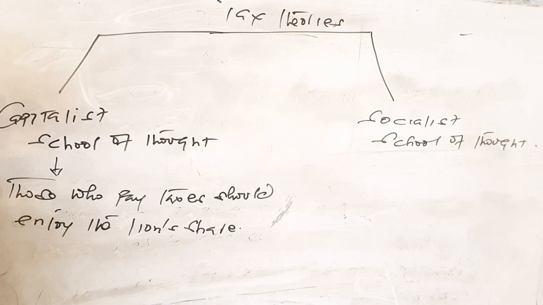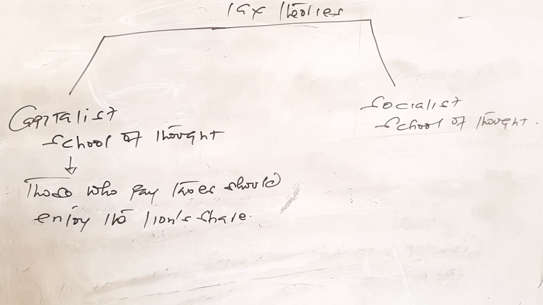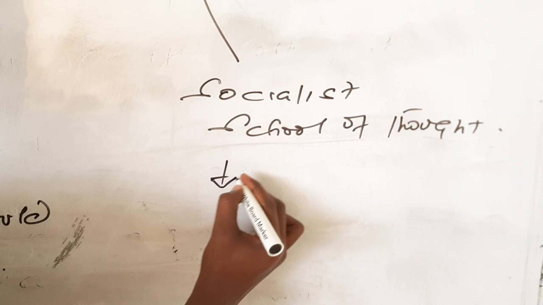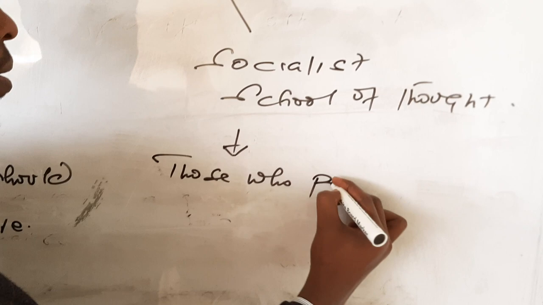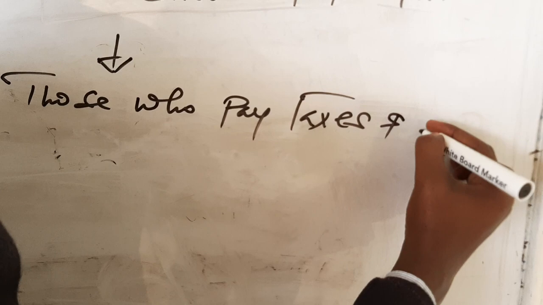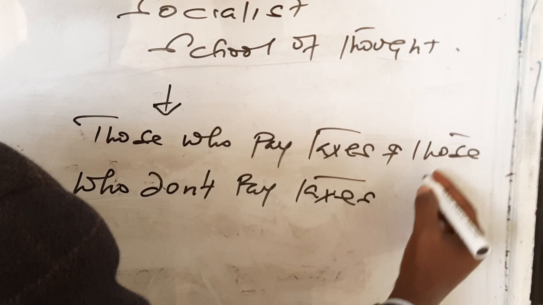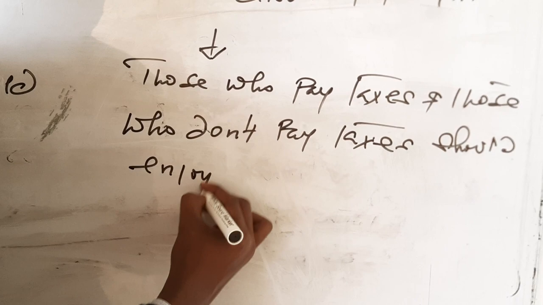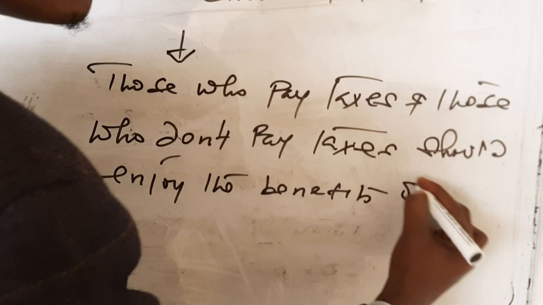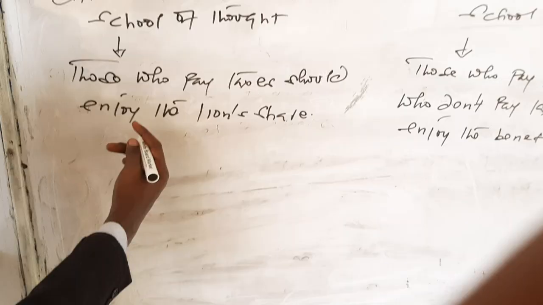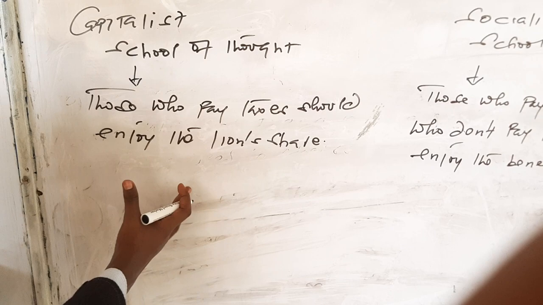How about the socialist school of thought? This one says that those who pay taxes and those who don't pay taxes should enjoy the benefits of taxes. Is that right? Yeah. Let's continue from here.